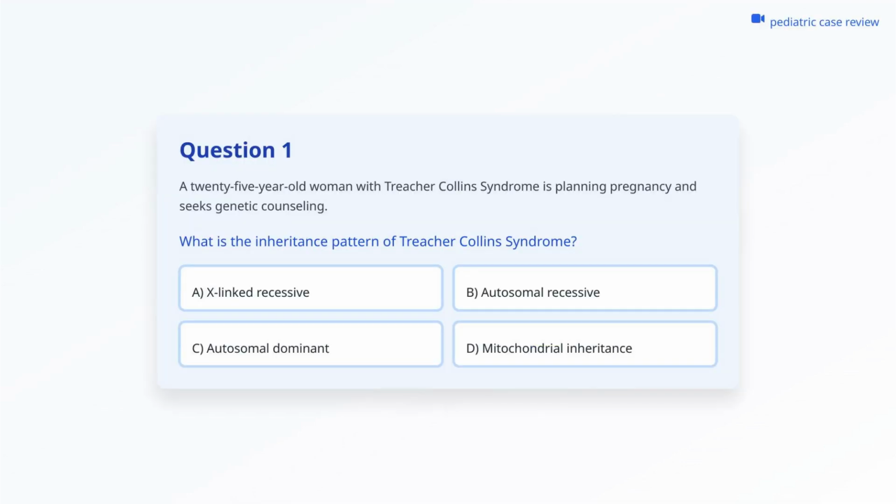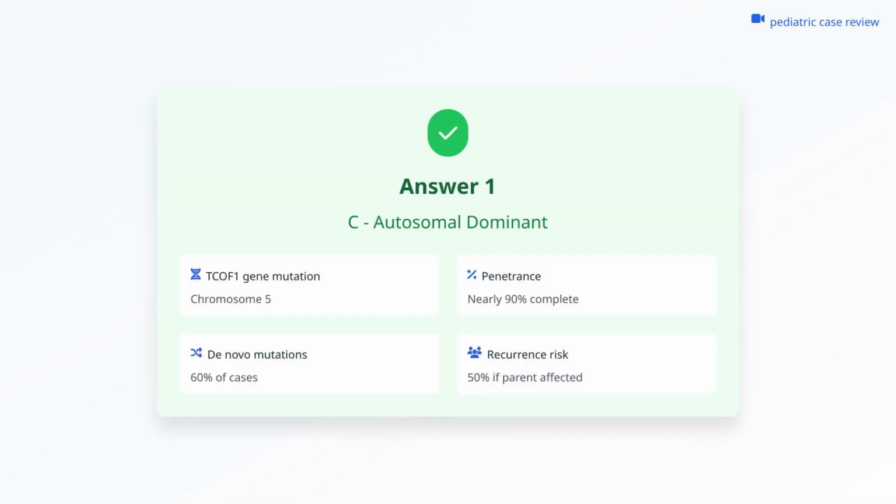Question 1 presents a 25-year-old woman with Treacher Collins Syndrome seeking genetic counseling before pregnancy. What is the inheritance pattern of Treacher Collins Syndrome? Option A, X-linked recessive. Option B, autosomal recessive. Option C, autosomal dominant. Option D, mitochondrial inheritance. Consider the genetic transmission pattern. The correct answer is C, autosomal dominant.